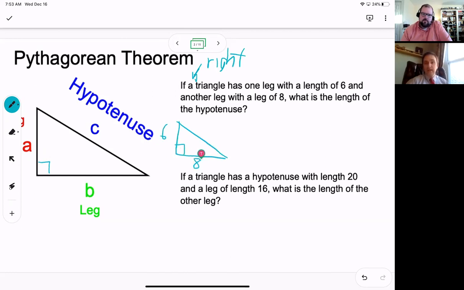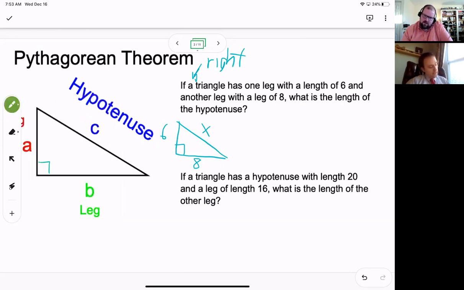Does it matter which leg I pick, or can I just pick either one? It doesn't matter. Since we'd have an SAS triangle, those two triangles would be identical. Got it. So I have to do the Pythagorean theorem.